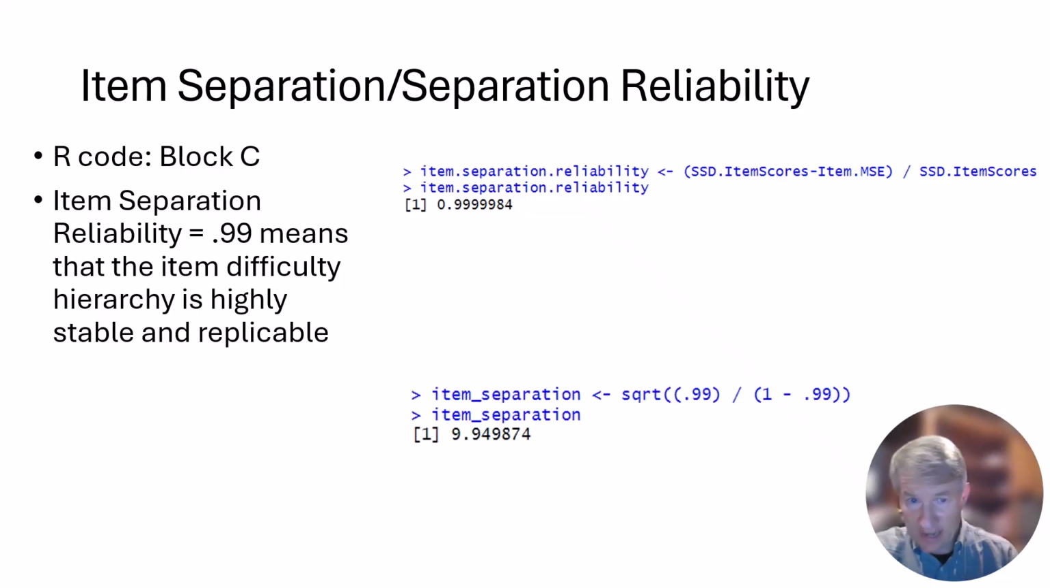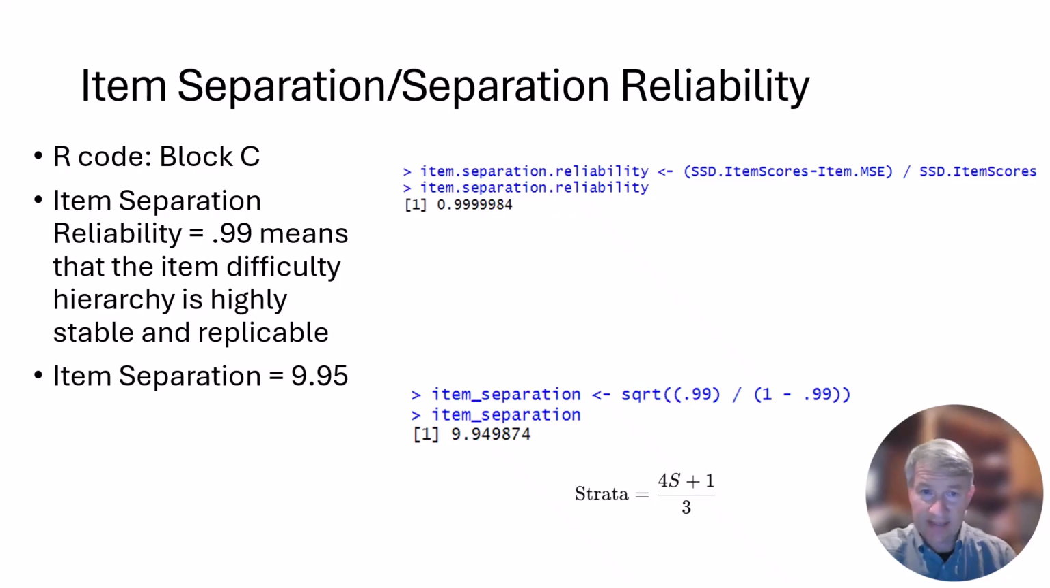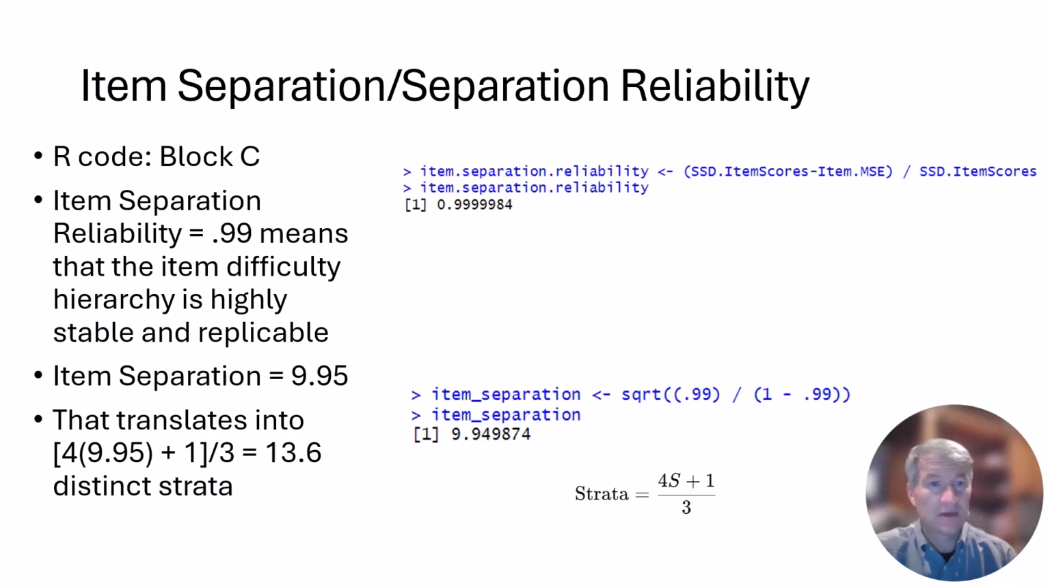We also get in the output the item separation index of 9.95 to 2 decimal places. Recall that we can take that item separation index and use this formula to calculate the number of statistically distinct strata for these item difficulties. Plugging in the 9.95 separation index, we see that this sample and variation in item difficulties translates to 13.6 statistically distinct levels of item difficulty, which is quite good because that is a really good resolution for this measure.